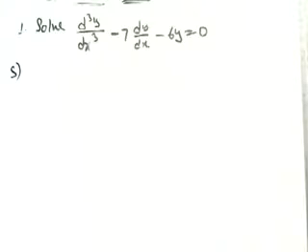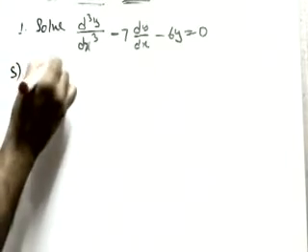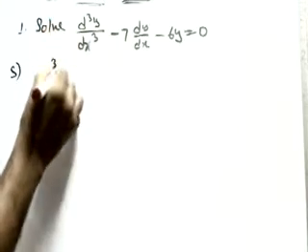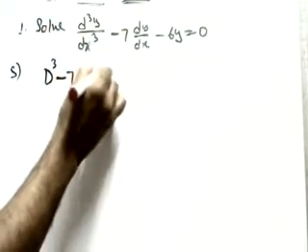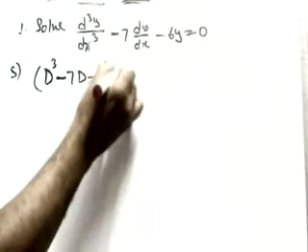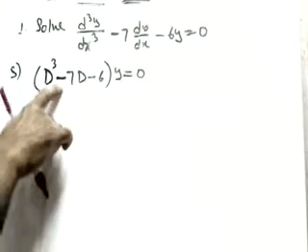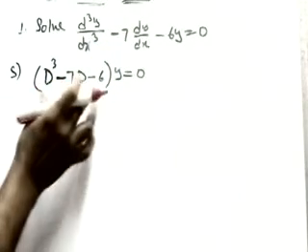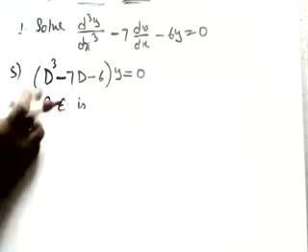Now you see there is a question on the board. Let me start the question. Solve. We can write d by dx as capital D. Taking y common from all, this is capital D cube minus 7 into capital D minus 6, whole bracket, into y equals 0.